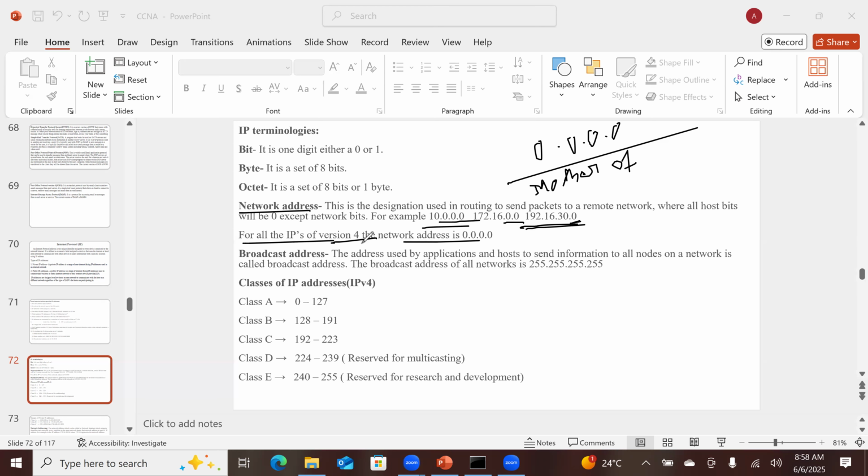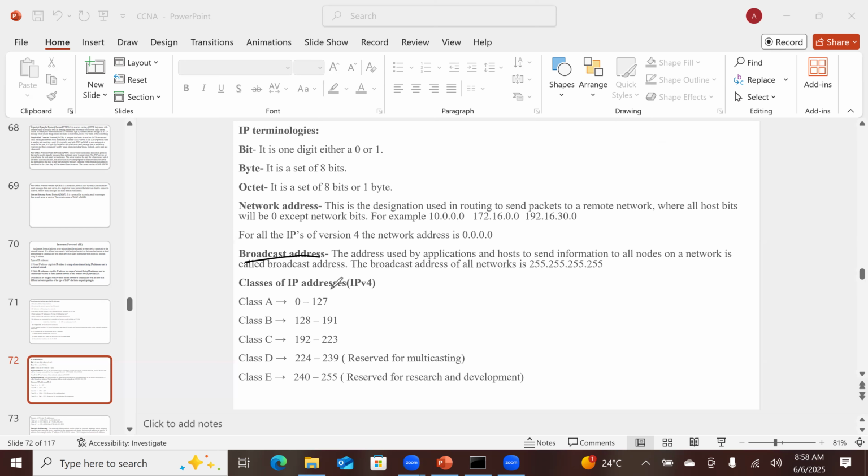Okay. Next is the broadcast address. Broadcast address means the address used by an application or a host to send information to all the nodes on the network. If you want to send the same packet to all the nodes connected in the network, we have to use this particular broadcast IP address. And for all networks, meaning all 4.3 billion IP addresses, the broadcast address will be 255.255.255.255. This is the broadcast address of all the networks present in IP version 4.